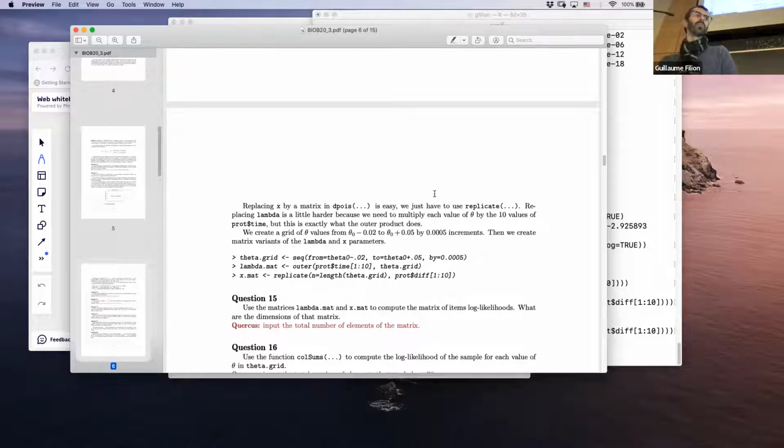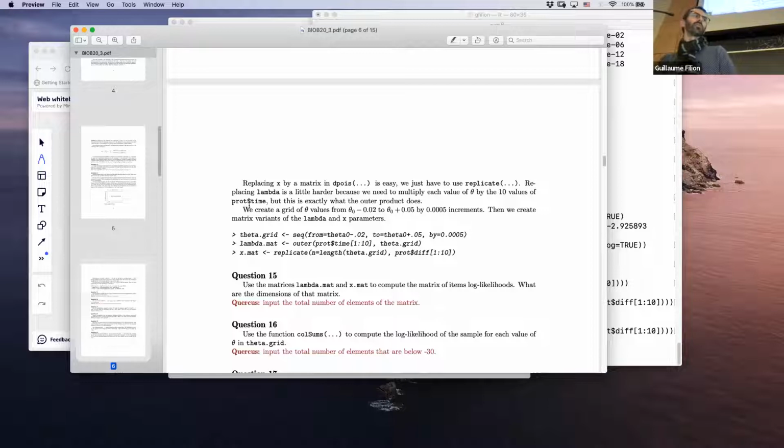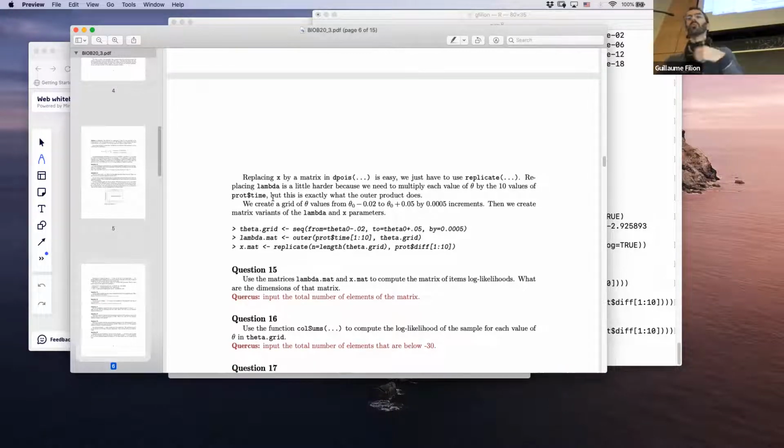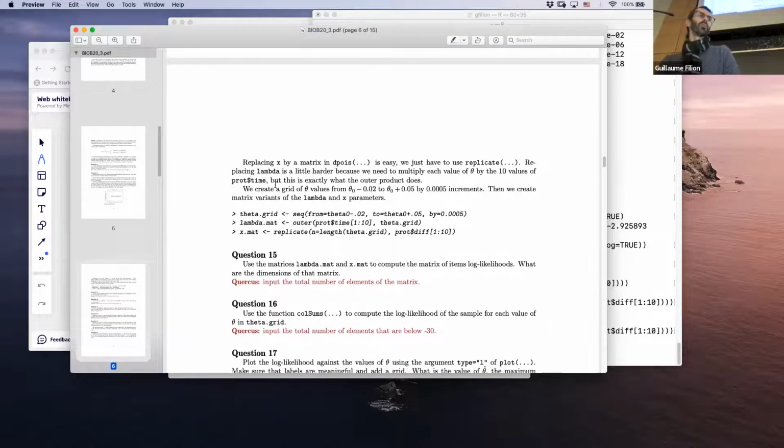Replacing lambda is a little harder because we need to multiply each value of theta by the 10 values of prod time like we did. But we need to do this for every value of theta independently. But this is exactly what the outer product does, okay? So we create a grid of theta values from theta 0 minus 0.02 to theta 0 plus 0.05. Okay, so we're going further on the right because we know that the best value is going to be on the right, not on the left. Here, going on the left is actually not very useful, but we're doing it anyway.